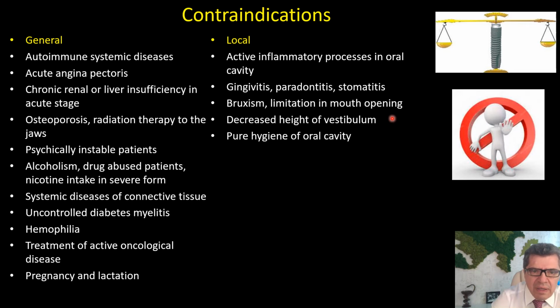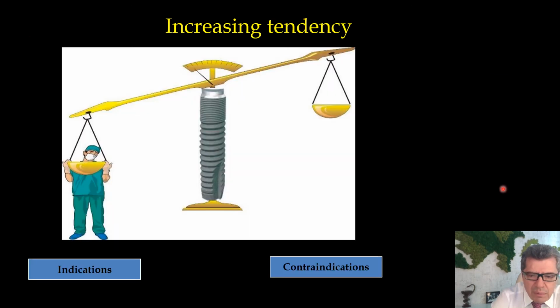And the contraindications, we have general and local, as you can see on this slide. It is very important to have objective information about this, because it will determine what problems this patient may have in future. But nowadays we have more indications compared with contraindications.